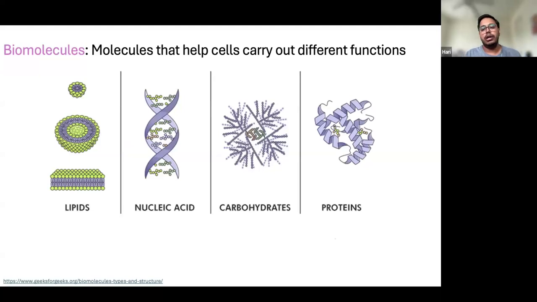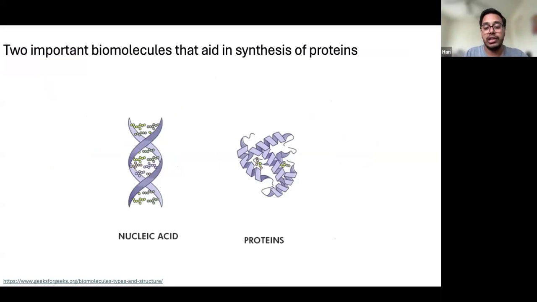So in any living organism, there are many biomolecules that you find. And out of all those biomolecules, these are the four major biomolecules that you will find: the lipids, nucleic acids, carbohydrates, and proteins. And since we are interested in knowing how the cells make protein, how genes are being expressed to make the proteins, the two most important biomolecules involved in that process are the nucleic acids and proteins. So I will talk a bit about nucleic acids and proteins in more detail.